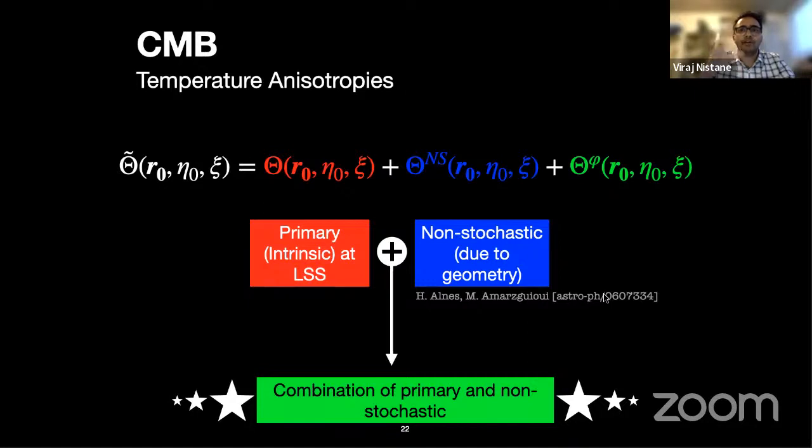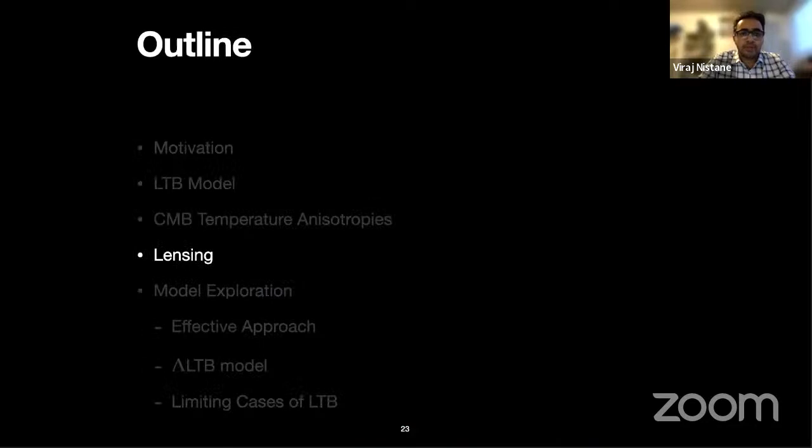What we'll focus on in this talk is the third contribution to the temperature anisotropy, which is the lensing-like contribution. It's basically the lensing of the primary anisotropies, and we'll see how. So, coming to the main focus of the talk: lensing of CMB temperature anisotropy.